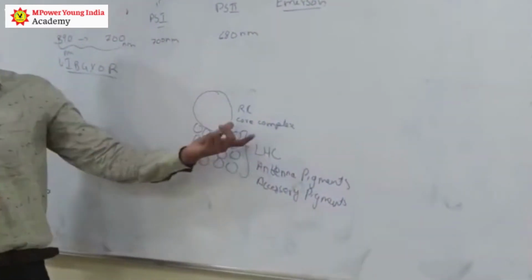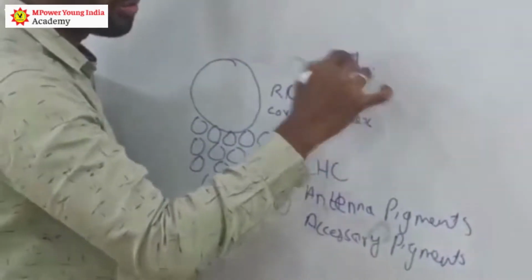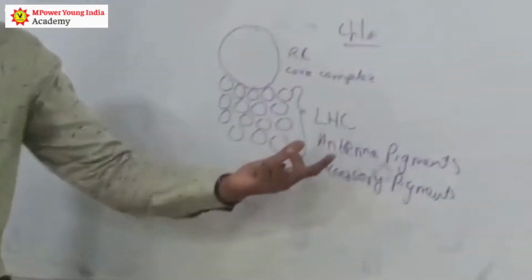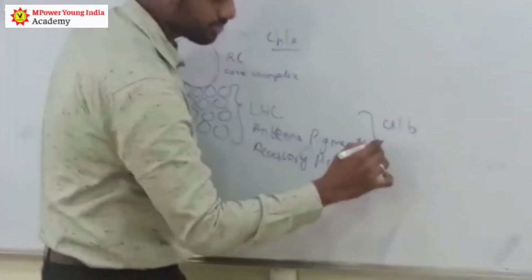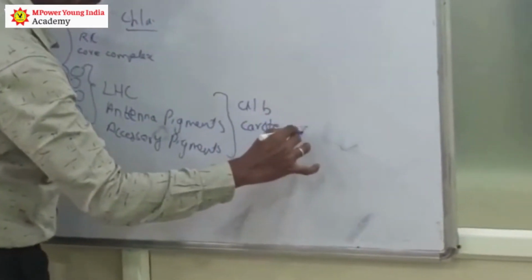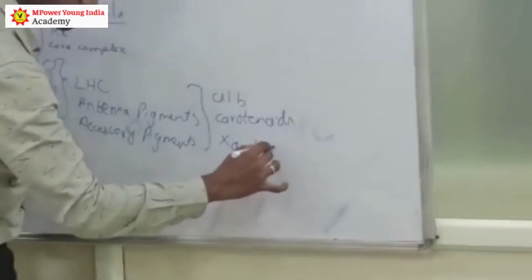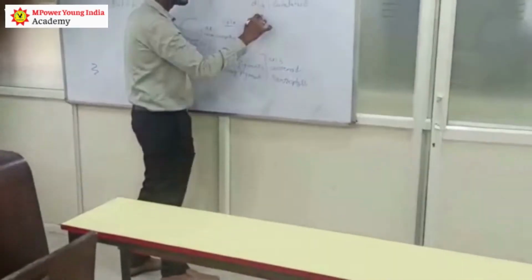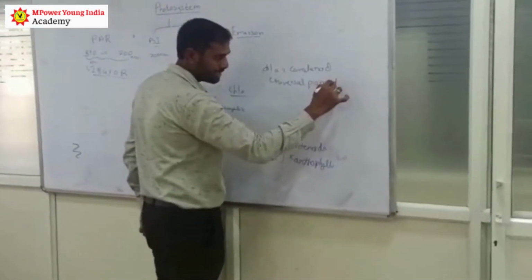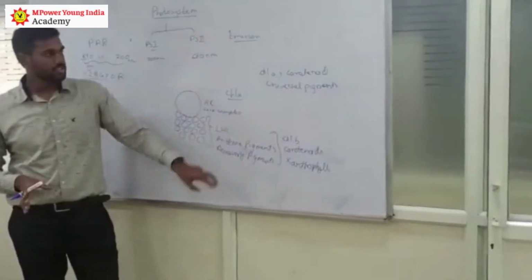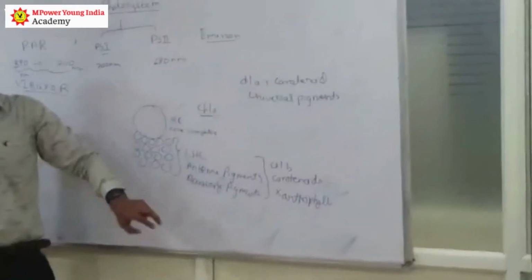Now, when you go for the core complex, the major pigment present here is chlorophyll A. Other than chlorophyll A, what is present in the light harvesting complex is chlorophyll B, carotenoids, and xanthophylls. Here chlorophyll A and carotenoids are called universal pigments, because in all the photosynthetic organisms these two pigments will definitely be present.